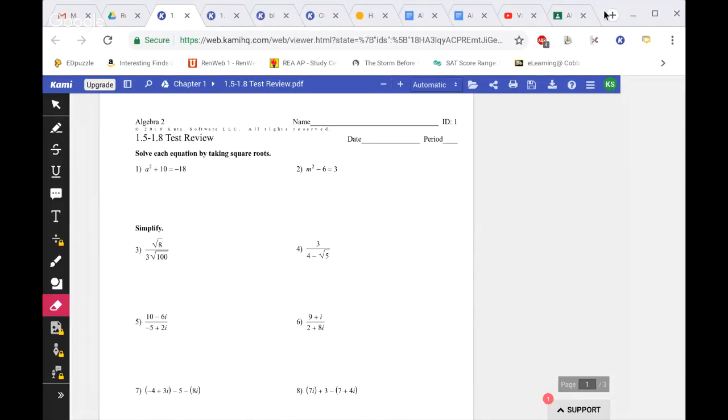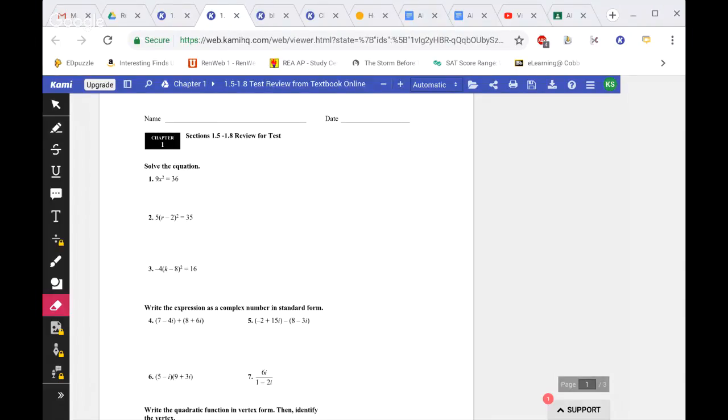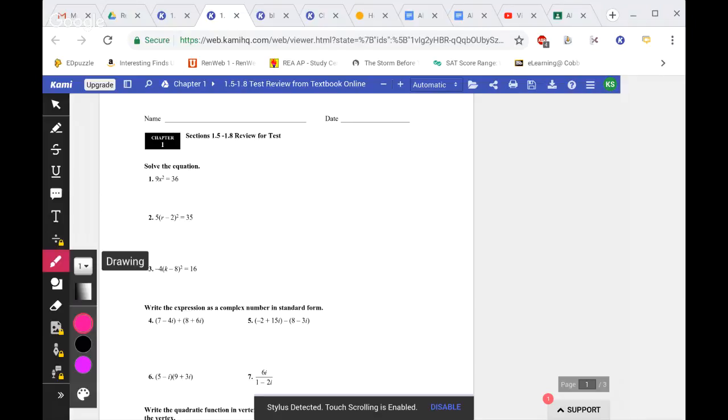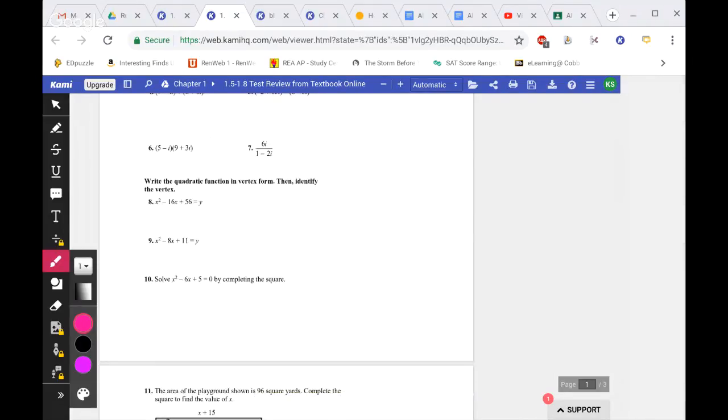Can we do the other worksheet? This one? Yes, ma'am. Absolutely. We can do whatever you want. Okay, I got to number 10, and 10 and 11 were tricking me up.